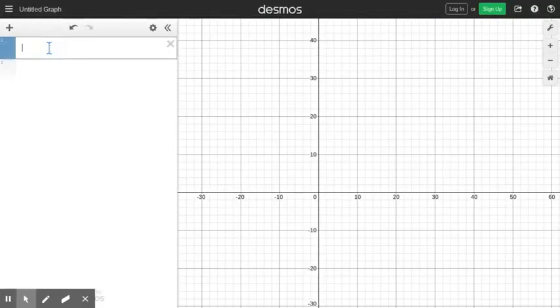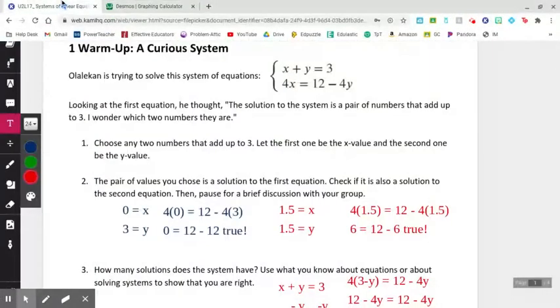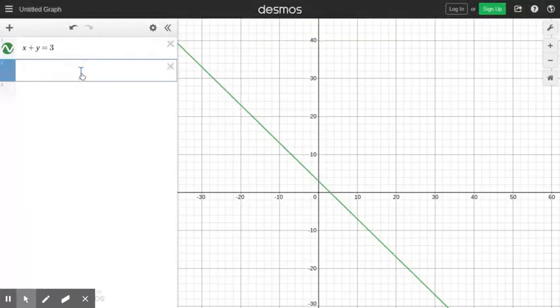That first equation is x plus y equals 3. I'm going to have to peek at what that second one is. 4x equals 12 minus 4y. What do you notice there? Well, there's our first line. Here's our second line. They're the same line. They're the same equation. We've got two lines that are on top of each other.